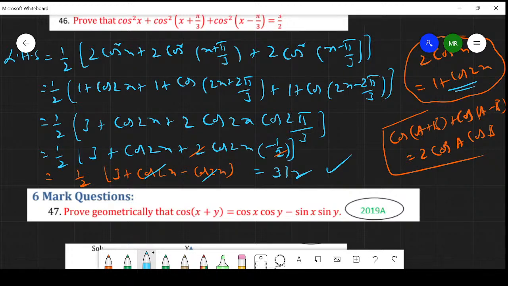I completed all these 5 marks questions. 6 mark question, only one question they are asking. This is only a direct question. Always they are asking the same 6 marks question. No doubt you will get this question. They will give this question.